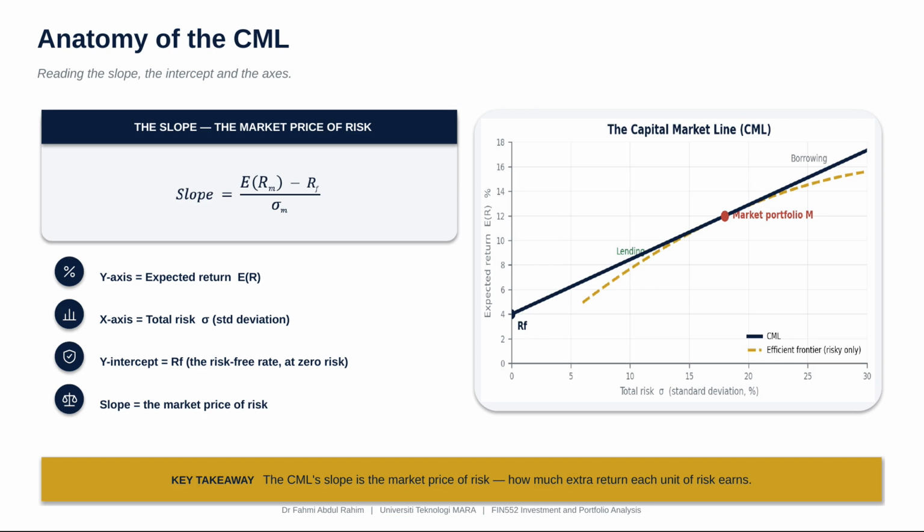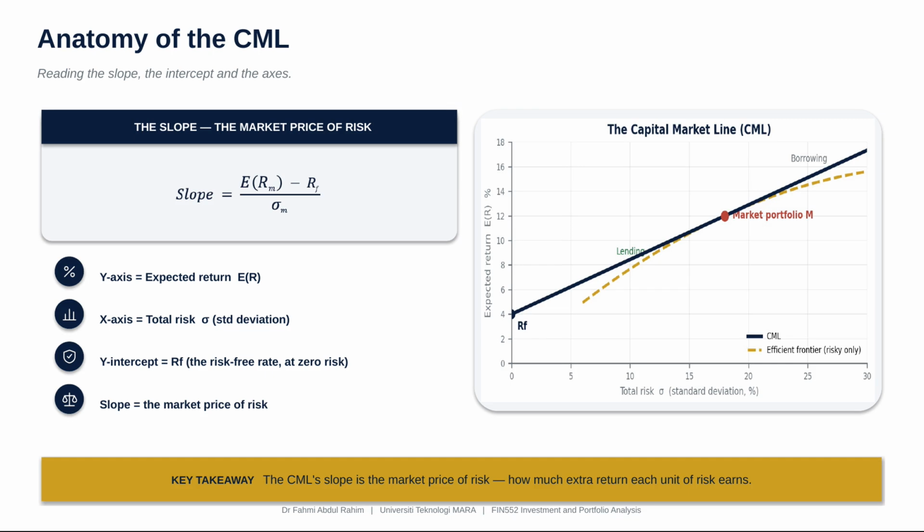Now the line itself. Where does it start? At the y-intercept, which is the risk-free rate R sub f, sitting at 0 risk on the left, because a totally safe asset has no risk but still earns the risk-free return. From there, the line rises steadily, and the steepness of that rise, the slope, is the single most important feature.